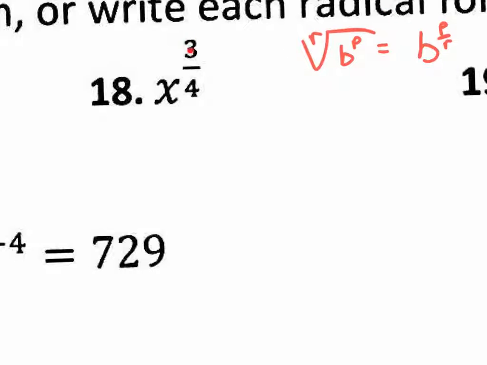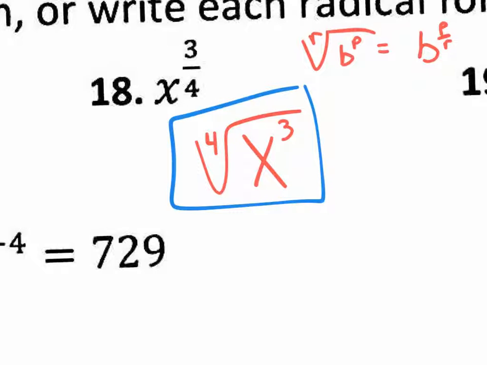So this top one is what? The power or the root? Power. And this bottom one's the power or the root? The root. So it's this simple. You're going to, the fourth root of x to the third. That's it. Done.